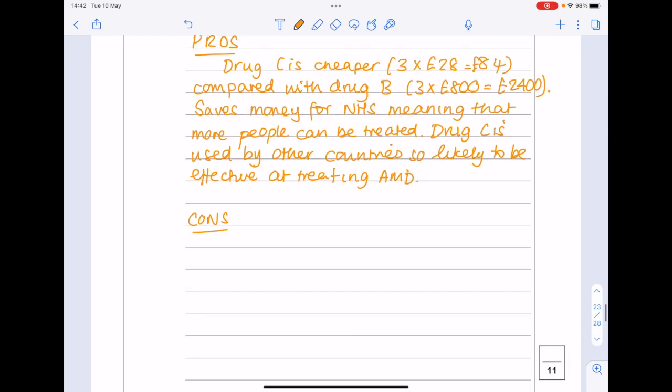What about the cons then? Drug C has not been tested in the UK. Remember, it's been tested to treat cancer, but we haven't looked at it from an AMD point of view, so we can't be sure that it's safe to use and that it doesn't have any awful unknown side effects.